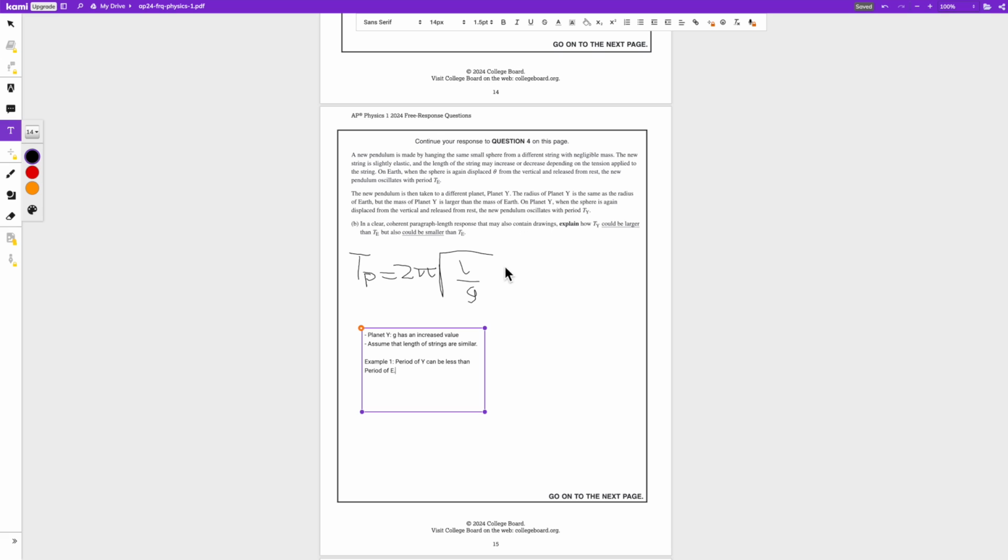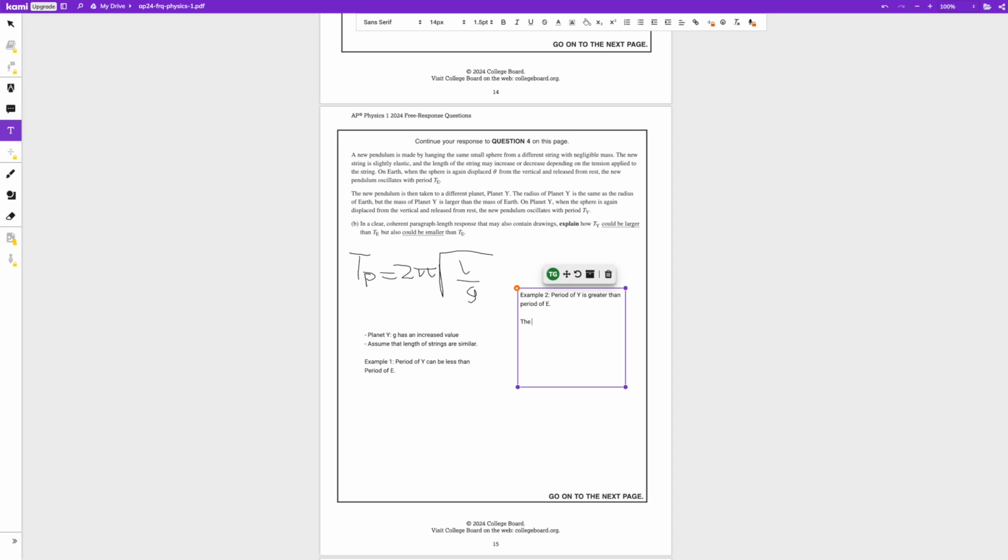But how can the period be greater? Well, we know we're not changing gravity, so the length has to change. But remember, we're told that there is going to be an elastic string. So another argument we can make is example 2: period of Y is greater than period of E.